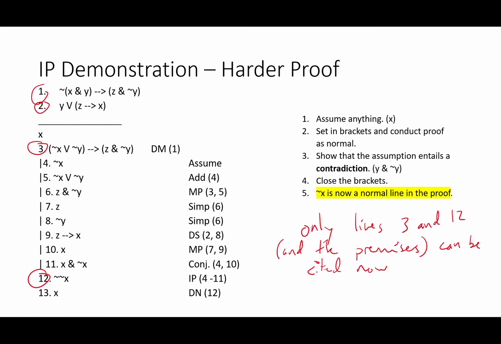For line 13, the only lines that we could cite are the premises, line 3, and line 12. But fortunately, line 12 is all we need. We just double negate it, get rid of those two not signs, and now line 13 matches our conclusion. You may somewhat frequently need to do one or two lines, often double negation, but sometimes something else, in order to finish your proof after you've done the indirect proof part of your work. And that should do it for how to do an indirect proof. We've seen how to make the assumption, how to use the brackets, and how to show that your assumption entails a contradiction.